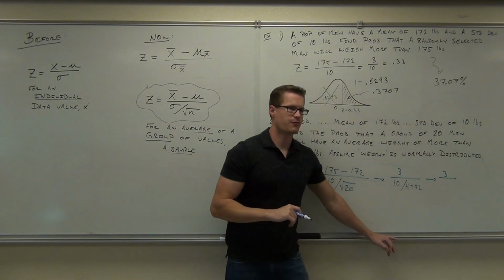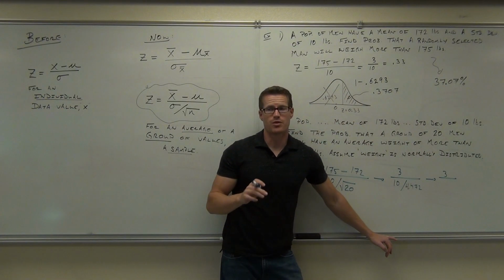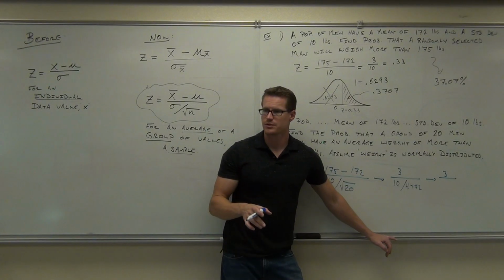Take 10 divided by 4.472. Remember, the more you round, the more you're going to be off. So try not to round this at all. What's it going to give you if you do 10 divided by 4.472? 2.236.